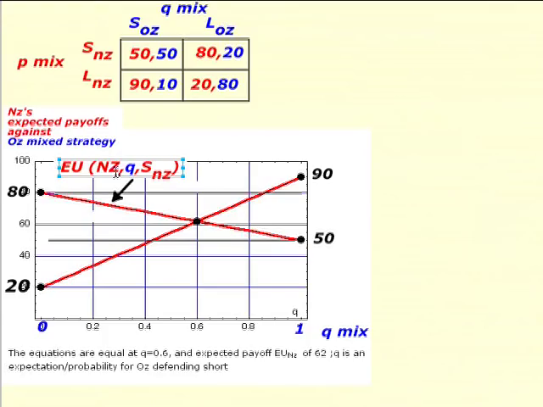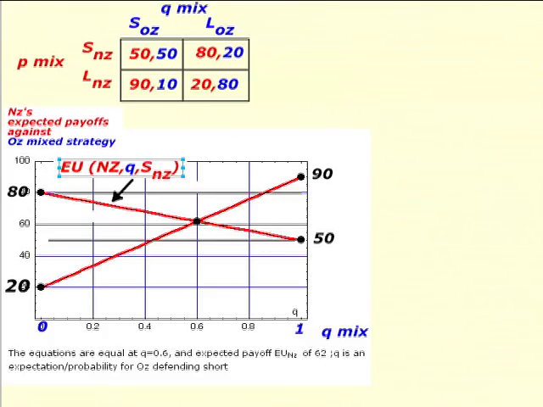So for New Zealand, against a QMIX in Australia, which is running out along this axis here, that's the case when they're playing short. As long as Australia is playing long, playing short is a good idea; you're going to get a success rate of 80%. But as Australia more and more has a tendency to defend short, your expected payoffs are going down.